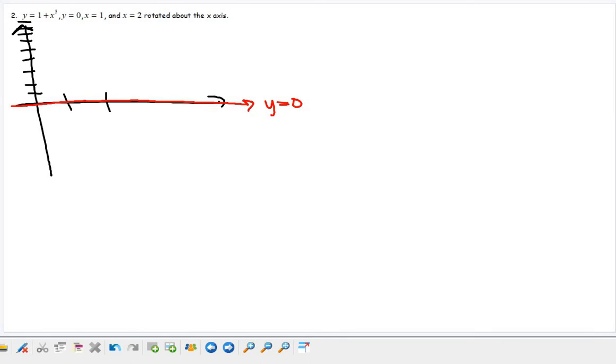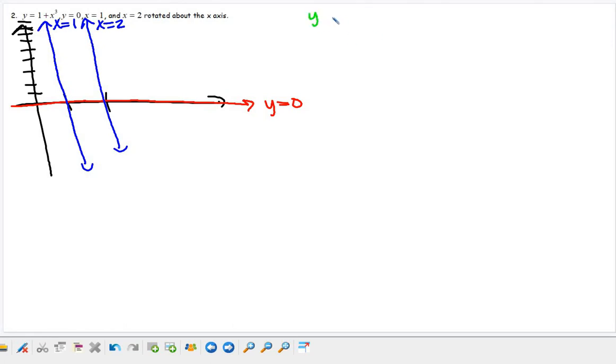And then we have x is equal to 1. And x is equal to 2. And then we have our function. So again, I know it has to be between the two blue and above the 0. So I'm going to just plug in 1 and 2.